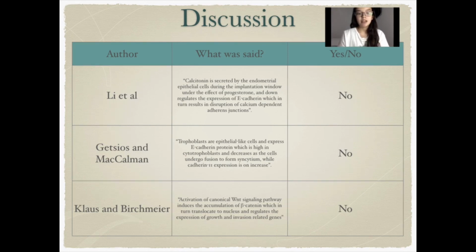We have the opinion of Klaus and Birchmeier, who said that activation of the canonical WNT signaling pathway induces the accumulation of beta-catenin, which in turn translocates to the nucleus and regulates the expression of growth and invasion-related genes. This was definitely not supported by what we saw in the experiment.